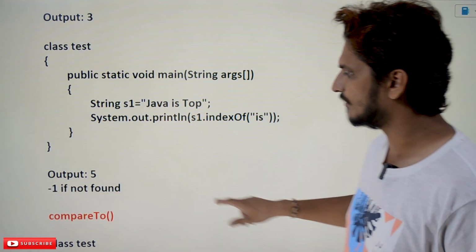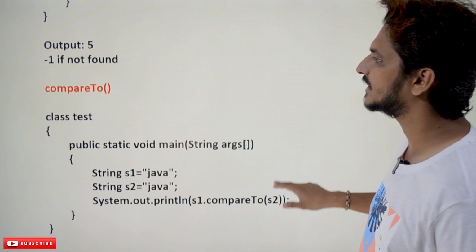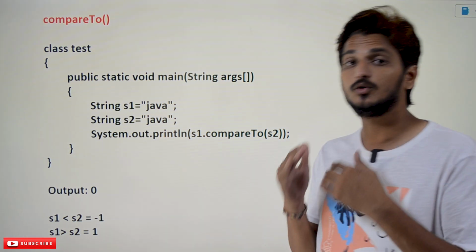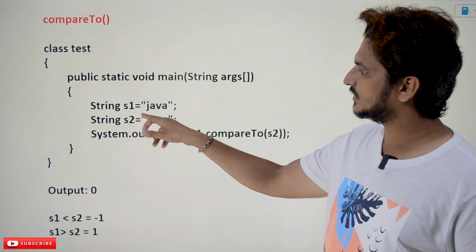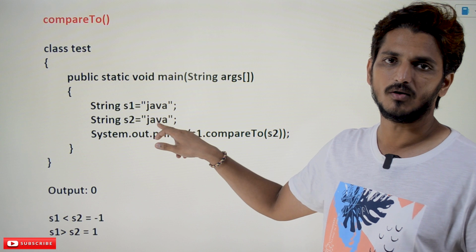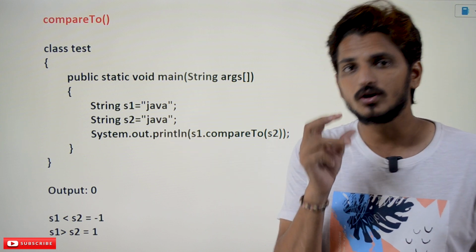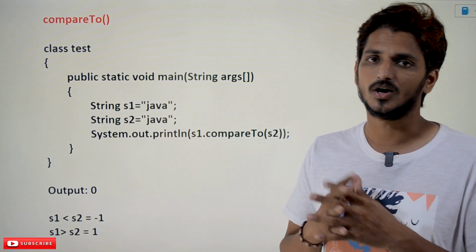So it is going to return -1. Now coming to the next method, compareTo method. It is going to compare the given two strings. String s1 is equal to Java, string s2 is equal to Java. But the comparison is completely based on lexicographic order, meaning dictionary order.